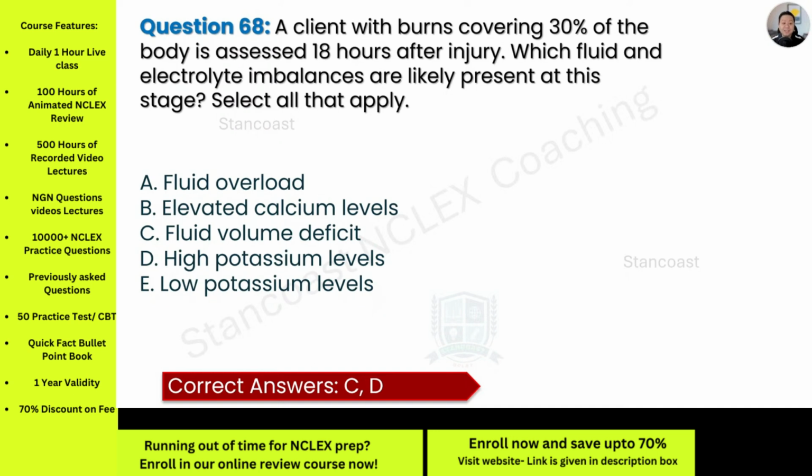So if you selected letters A, B, and E, these are incorrect. Letter A, fluid overload is not typical in the early stages of burn injury because of the widespread blood loss into the tissues. Letter B, calcium levels are more likely to decrease due to the fluid shifting rather than an increase. Letter E is also incorrect because potassium levels are usually elevated, not reduced. Take note that with a cellular injury, this will allow the potassium to be released into the bloodstream.